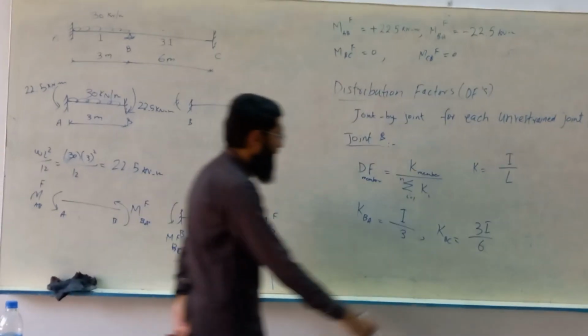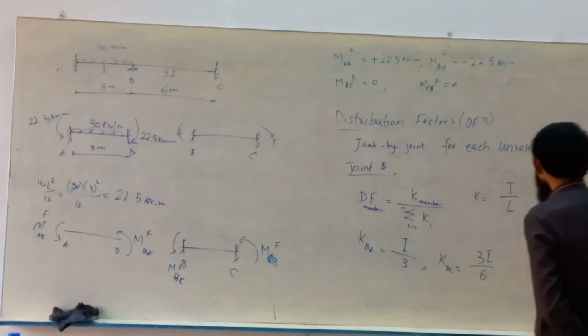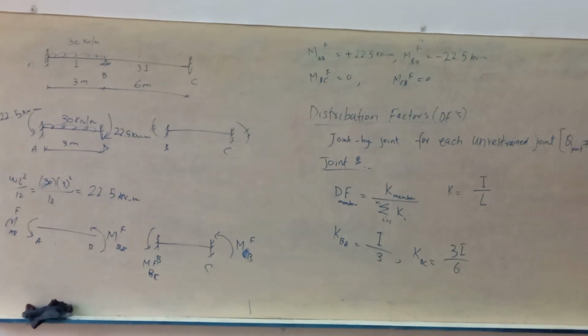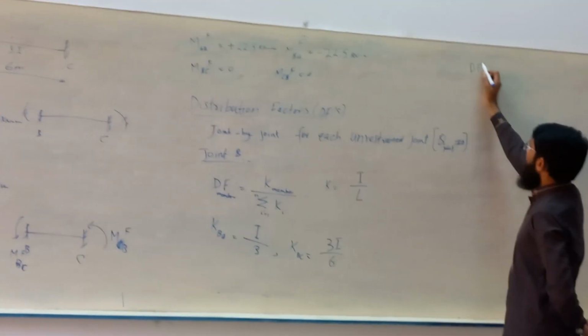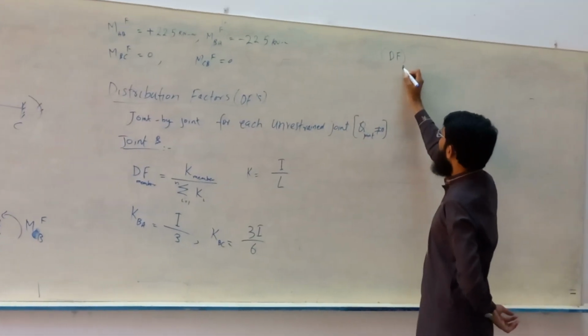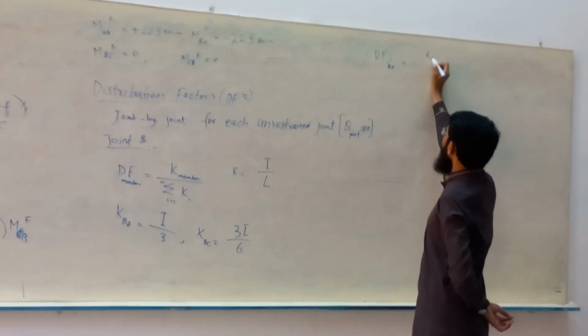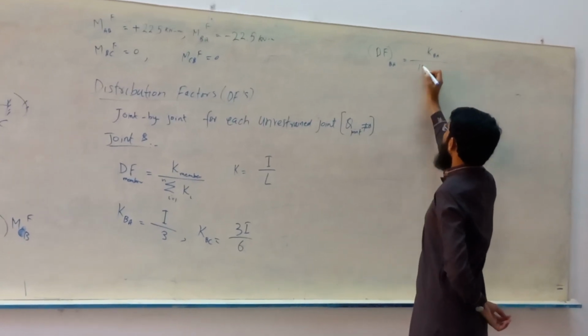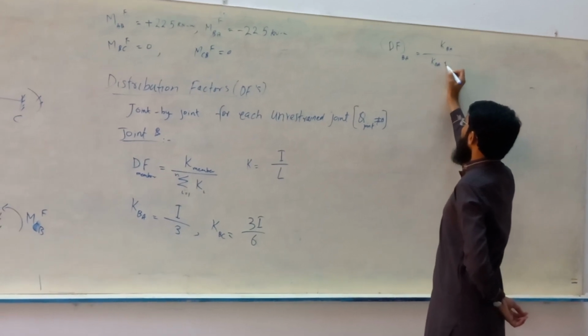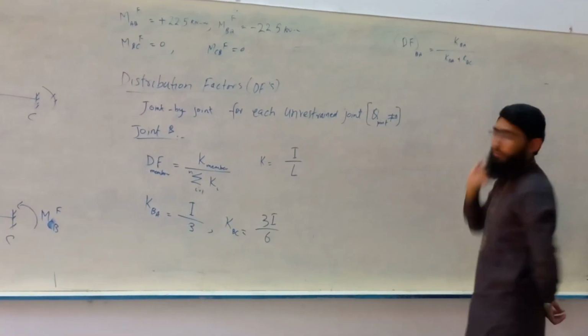Now you can start calculating the DFs. So DF for member BA would be equal to K of BA divided by K of BA plus K of BC. Simple?